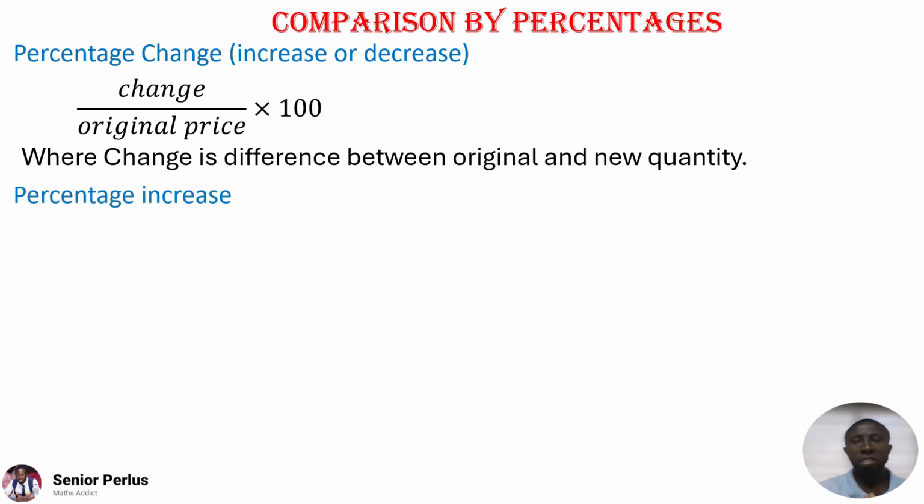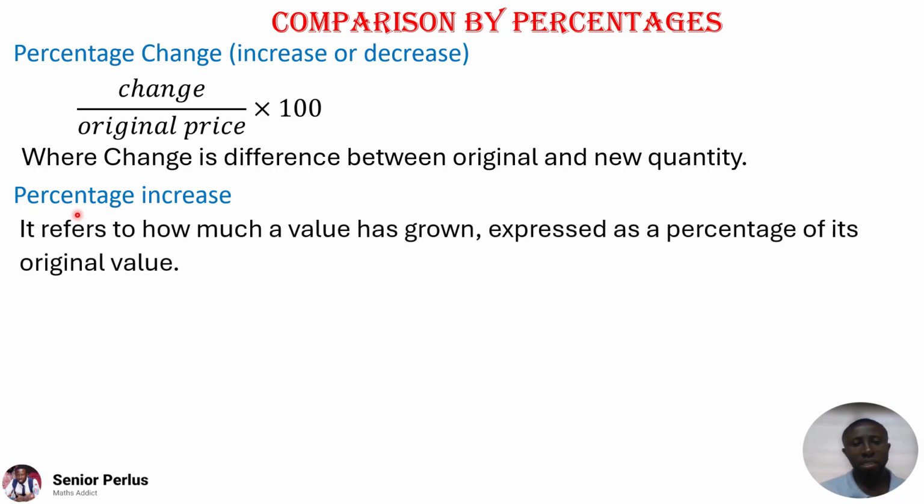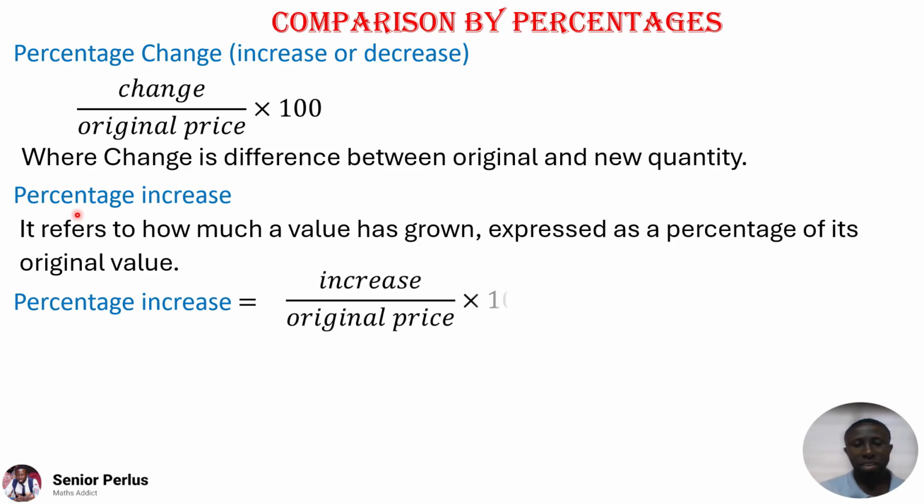Now, percentage change is the same as the percentage increase or decrease. So if the change is out of the original price times 100, then what is percentage increase? This refers to how much a value has grown, expressed as a percentage of its original value. The increase will be the increase out of the original times 100. So it's the same as the change: either increase or decrease out of the original price.